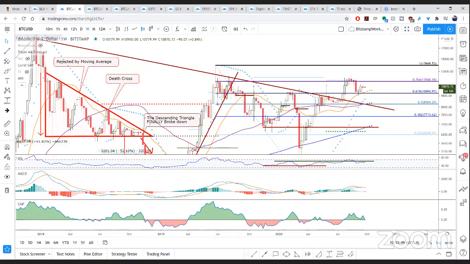So yeah, Bitcoin could easily decouple from the traditional markets in 2021, no matter who gets elected.